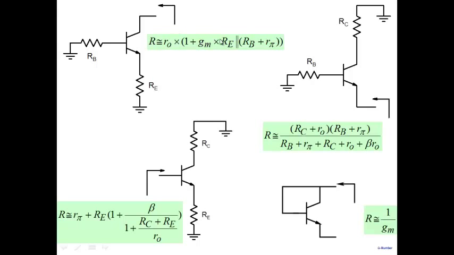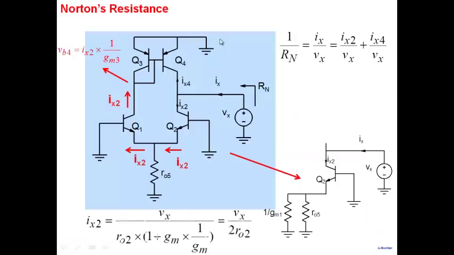So you use this particular result here, and you can write down straight from there that the current that flows here, IX2, will be equal to Vx divided by the net resistance looking into the collector, which is 2R02 here. So that's Vx by 2R02, the current that goes into the collector of Q2. So you can use that particular result of resistance looking into the collector.